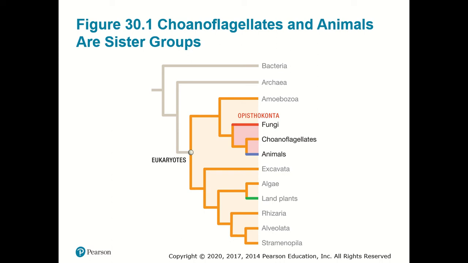Another characteristic of eukaryotes is that they contain multiple membrane-bound organelles, whereas prokaryotes don't have either. They don't have a true nucleus. They do have DNA, but it's not surrounded by a membrane, and they do not have multiple internal membranes. They only have one plasma membrane on the outside.